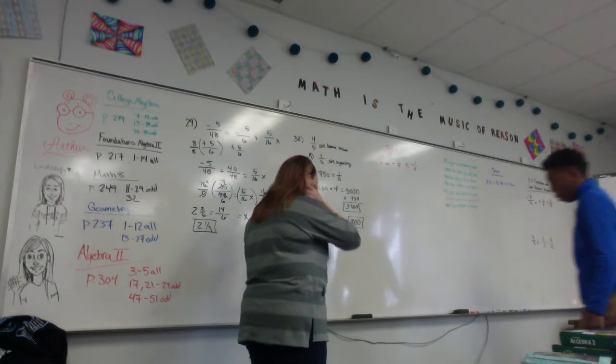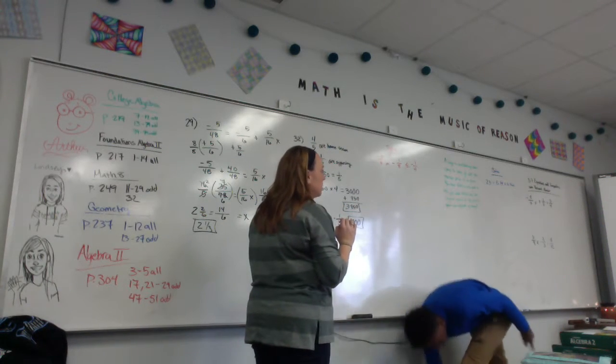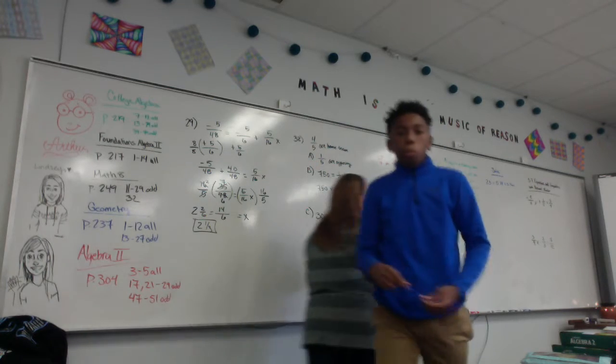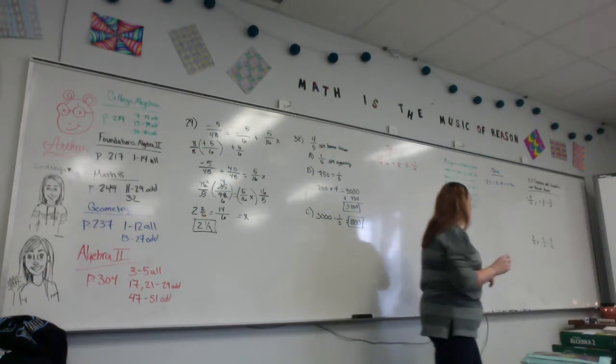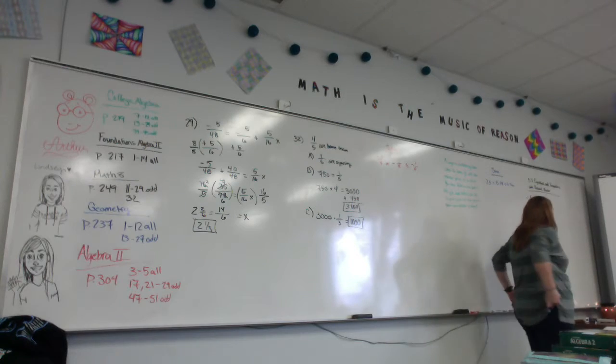5.7. Equations and inequalities with rational numbers. Okay? Equations and inequalities with rational numbers.